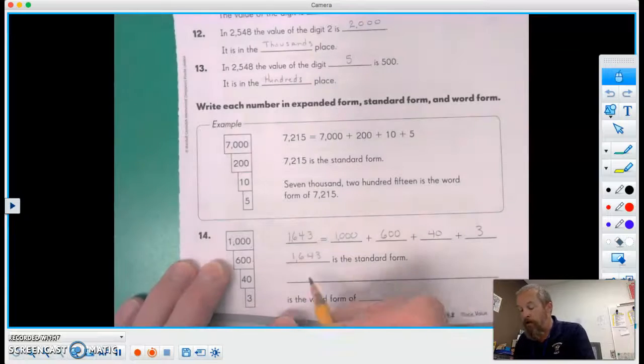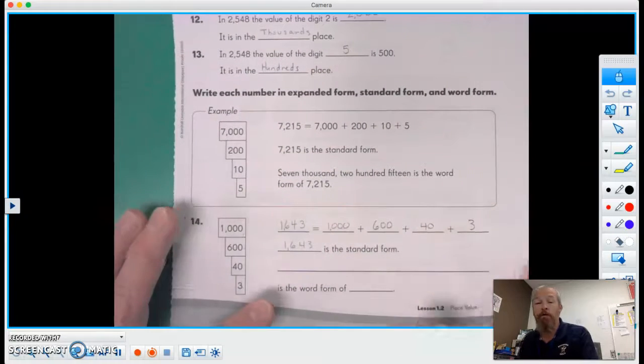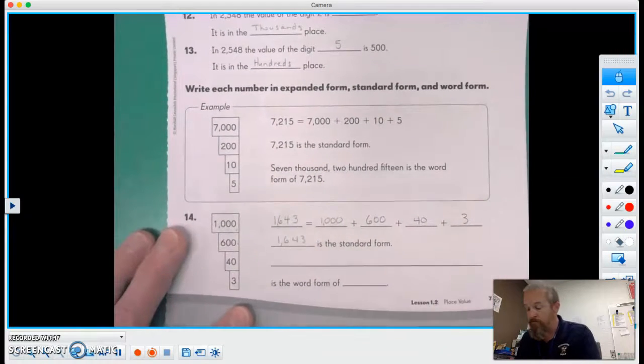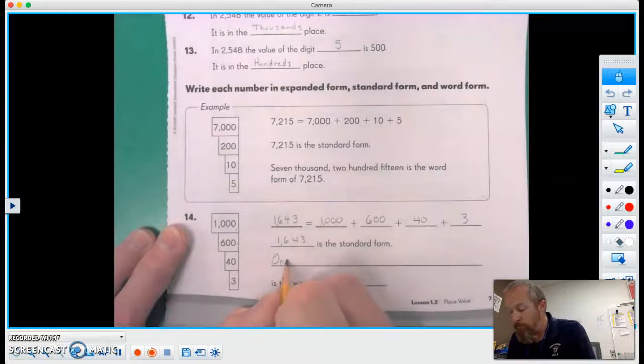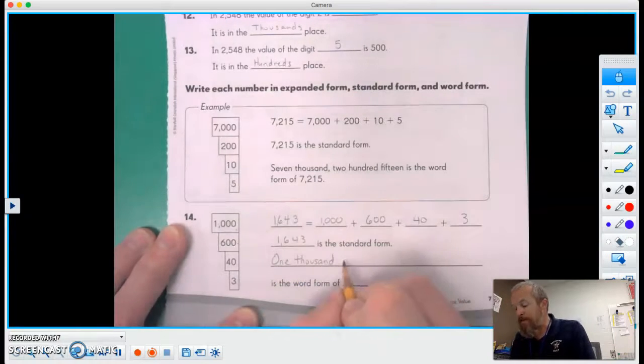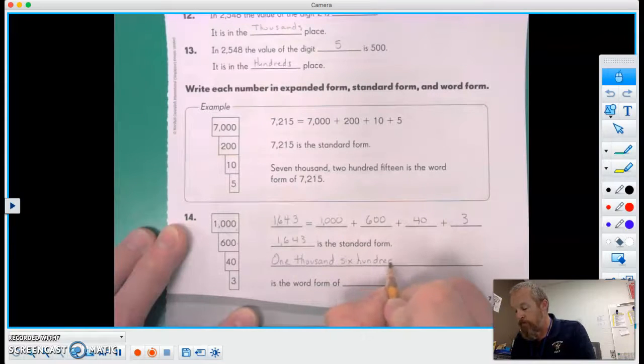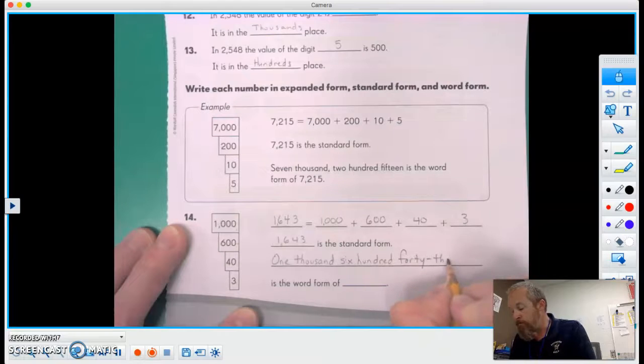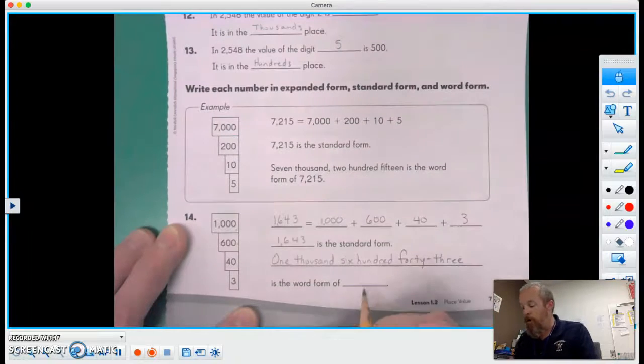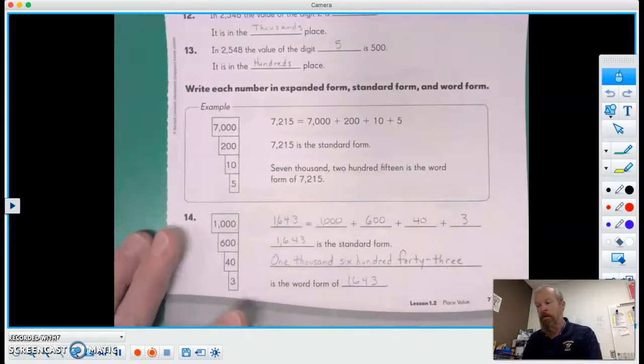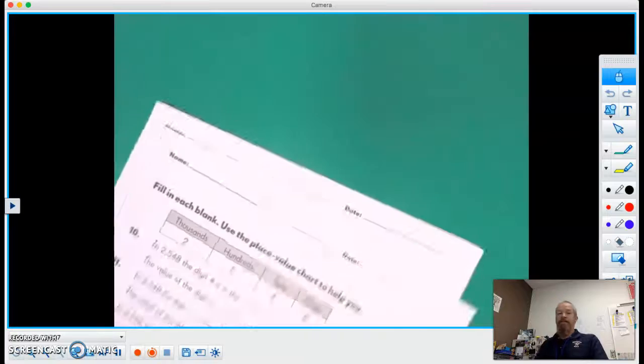Now when we write it all out, again, we can look in the back of our folder for the number words. So we have 1,000, 600, 43 is the word form of 1,643. All right, let's move on to the next page.